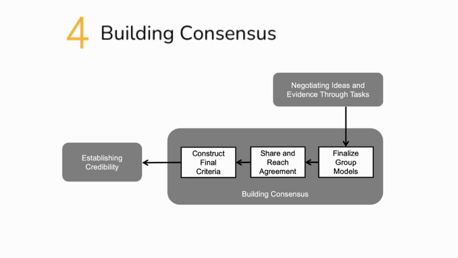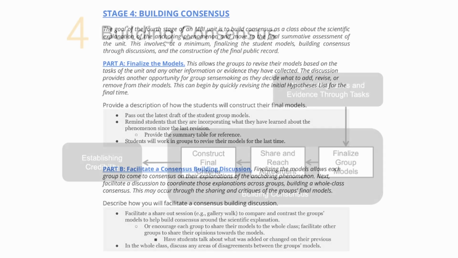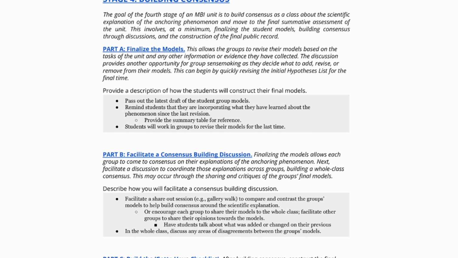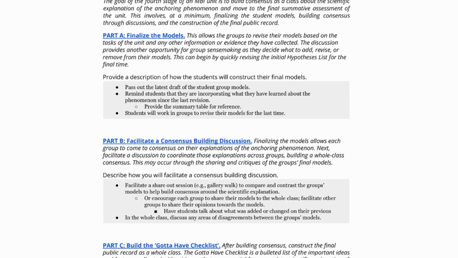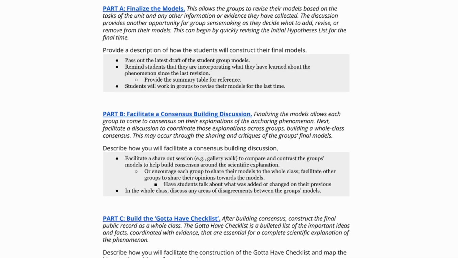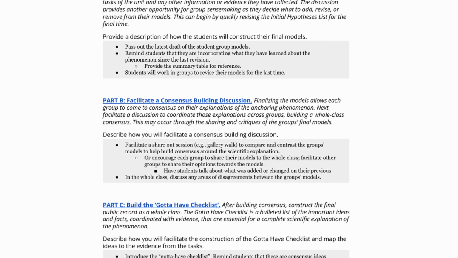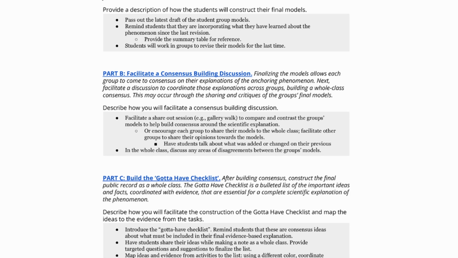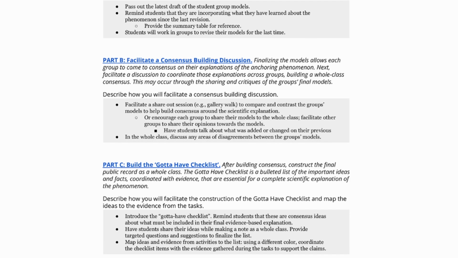Stage 4. Building consensus. In Stage 4, the class works together to finalize models and synthesize ideas. Students compare their revised group models and work to construct a shared class explanation. In the example unit, this includes finalizing group models and facilitating a consensus-building discussion before building a gotta-have checklist, an agreed-upon list of scientific ideas and supporting evidence essential for explaining the phenomenon. This stage reinforces the idea that science is a collaborative, iterative process grounded in evidence.